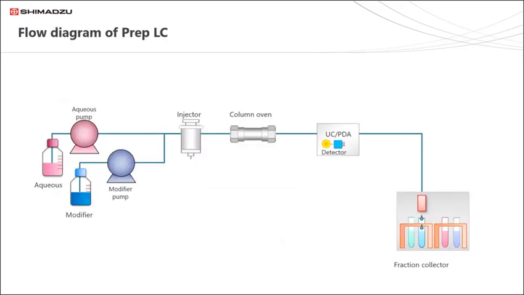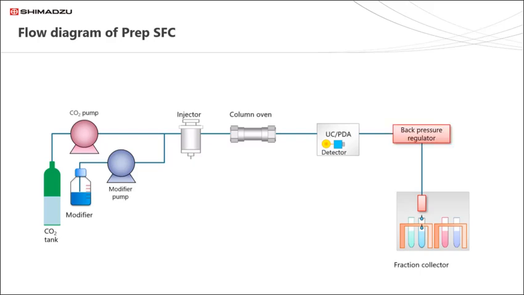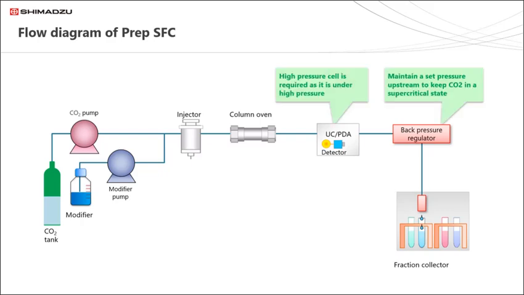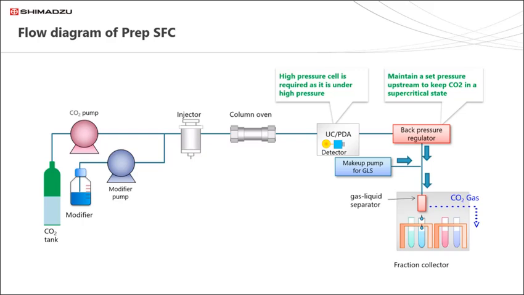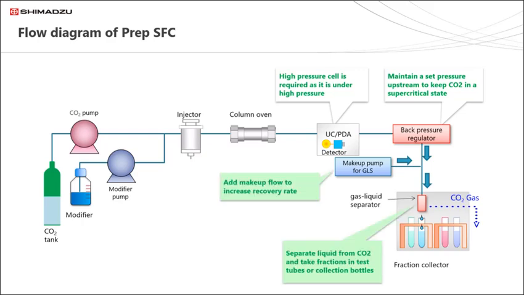If we compare an equivalent Prep LC, this would be the typical schematic. By swapping the aqueous for a CO2 bottle and adding a back pressure regulator and a high pressure flow cell, and finally a makeup pump and a gas liquid separator, we have a Prep SFC system.